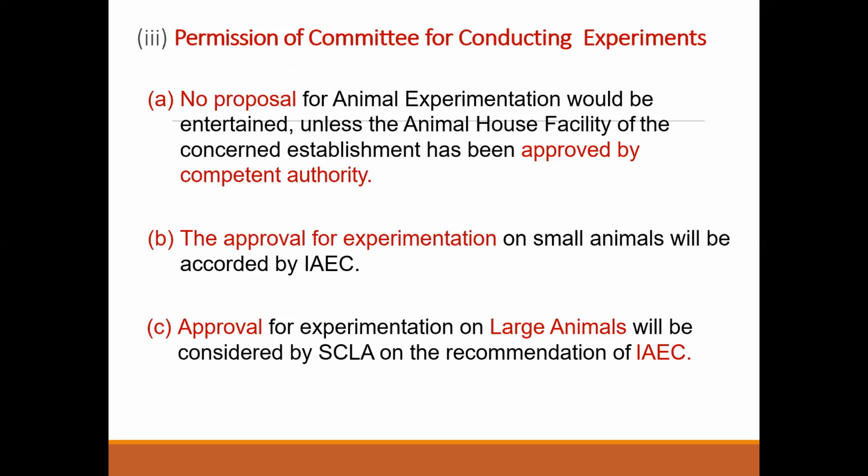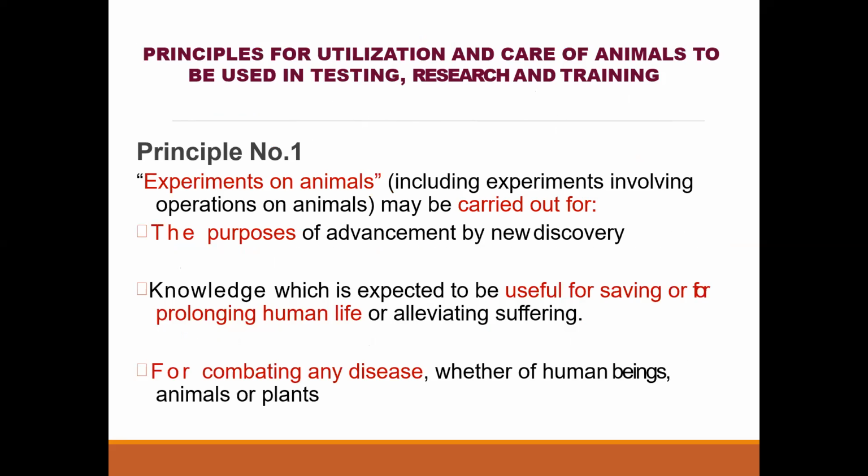Until then we cannot proceed. Approval of experimentation on small animals, right? According to the IAC, the approval of experimentation on large animals. So all of this should be considered by the IAC committees, which decide and give the permission, the decision regarding doing the experimentation. So these are the different principles utilized for caring for the animals. Right. Principle number one: testing, research, and training. So the CPCA has some principles, right?